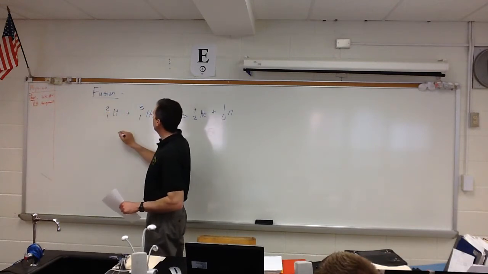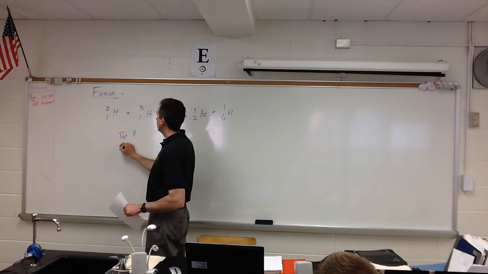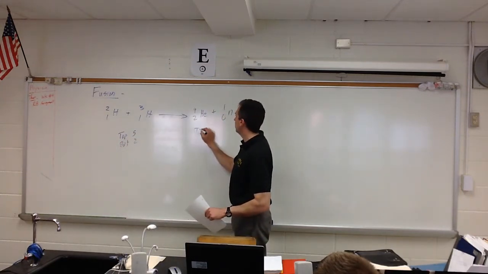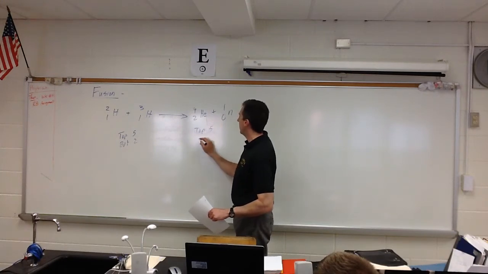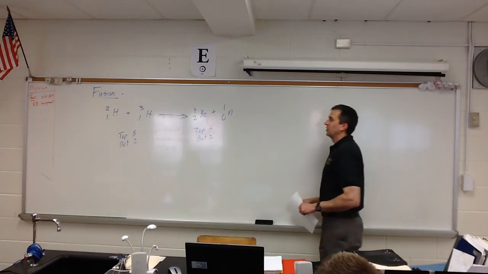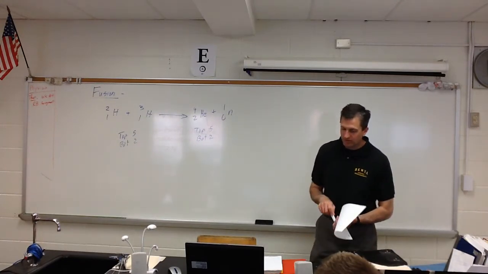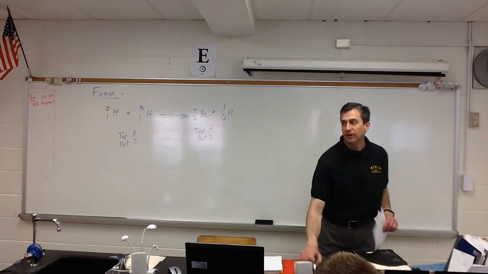On the top here, we add up and we got 5. On the bottom, we add up and we got 2. You look at this side, top, we add up, we got 5. Bottom, we add up and we got 2. So you look at it and you say, oh, balanced, good, we're all set. But I wouldn't be showing it to you if there were not a little bit more to it.